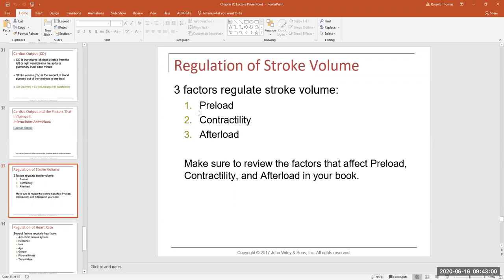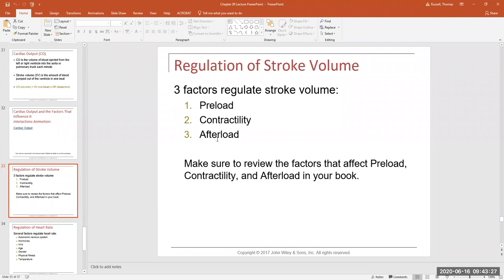And then we have the contractility of the heart. How forceful are the ventricles contracting? Can they increase their force of contraction with certain hormones or neurotransmitters or even medications? And if we can increase the force of contraction, that causes the stroke volume to go up. Now, the afterload is something that our body can't control physiologically.